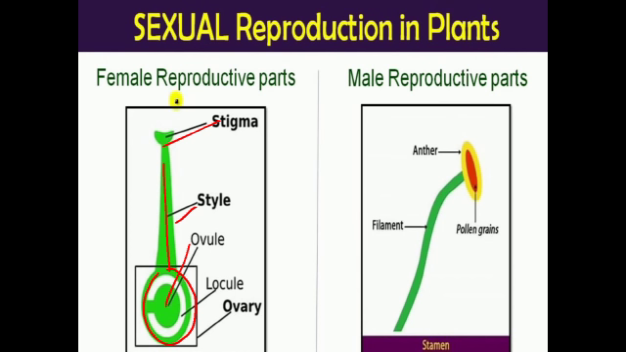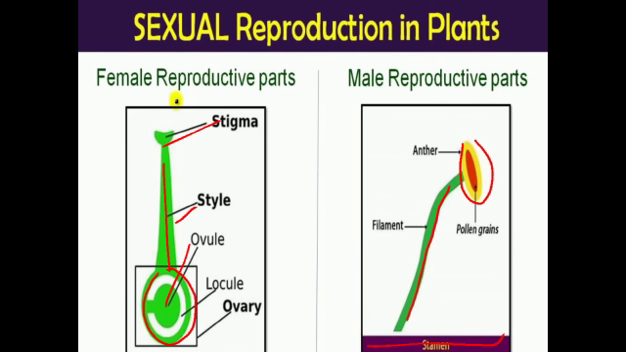Then comes the male part. Male part is the stamen. This stamen consists of an elongated tube, that is filament, and anther is there, which is the yellowish part. This anther produces the pollen grains. Stamen is responsible for the production of pollen grains, and these pollen grains are produced by anther.